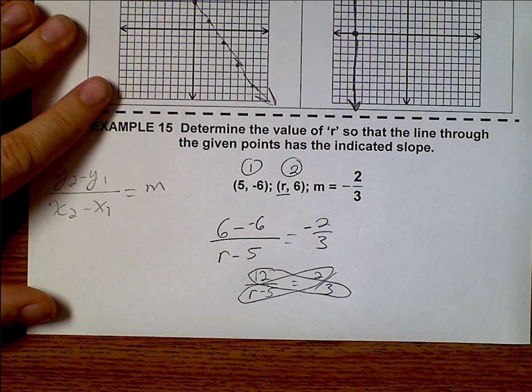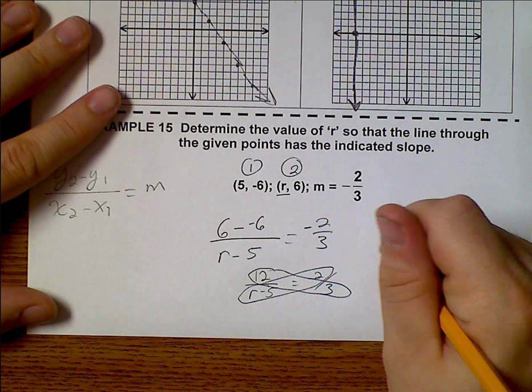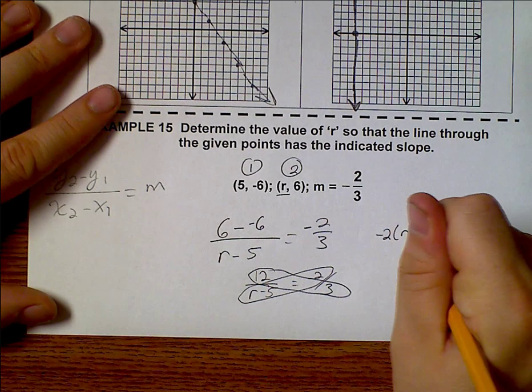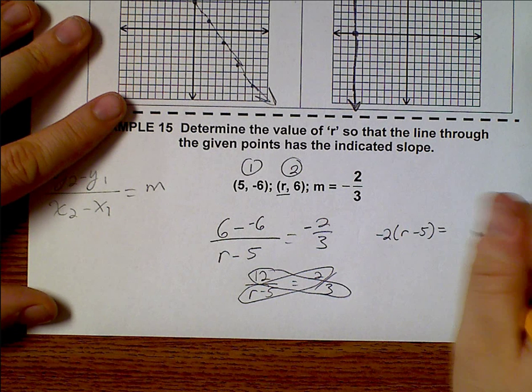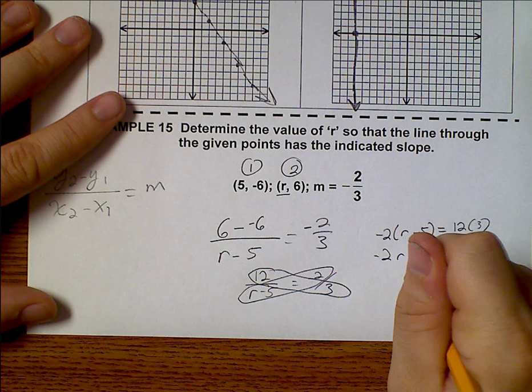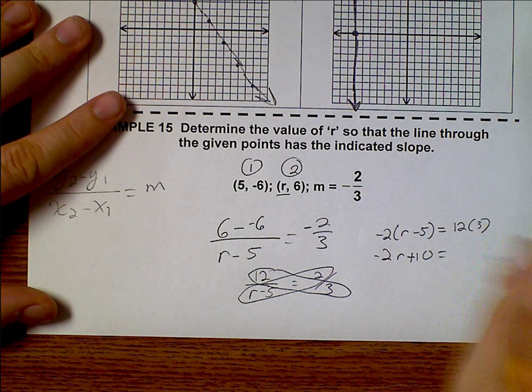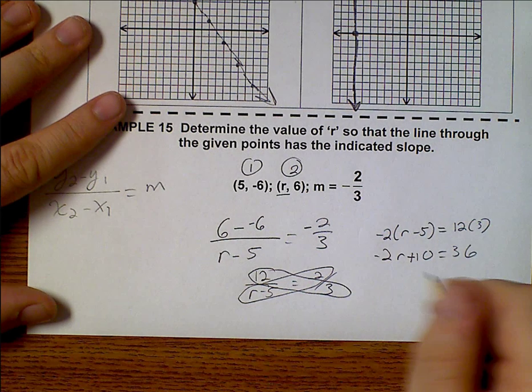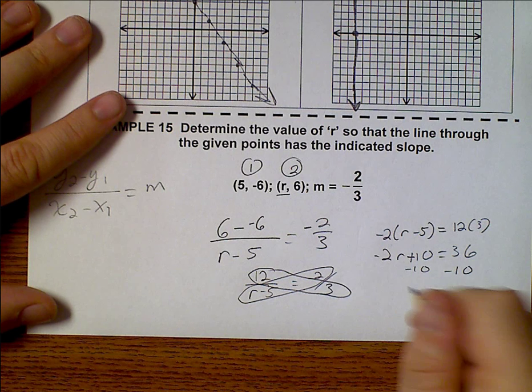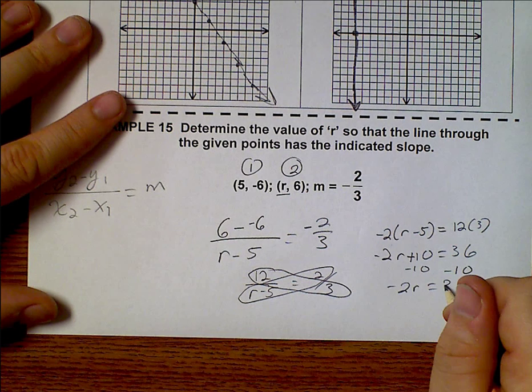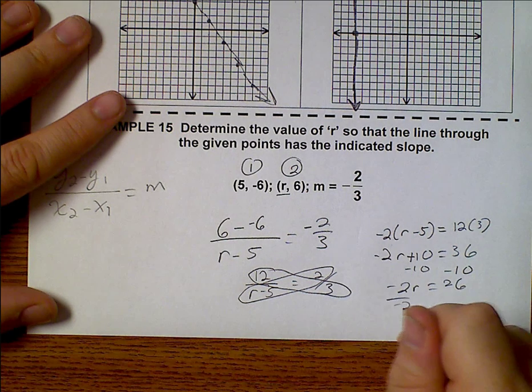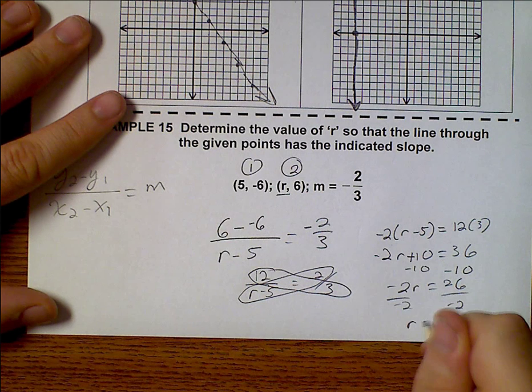Cross multiply. Negative 2 times r minus 5 equals 12 times 3. Negative 2r plus 10 equals 36. Negative 2r equals 26. r must equal negative 13.